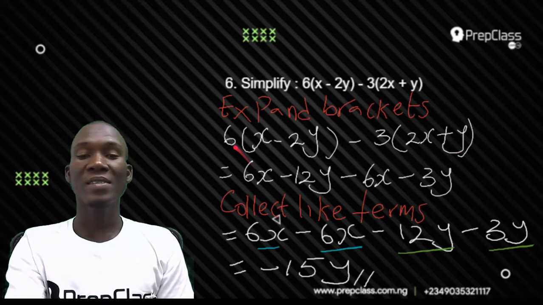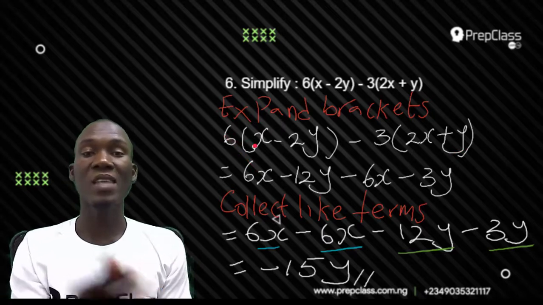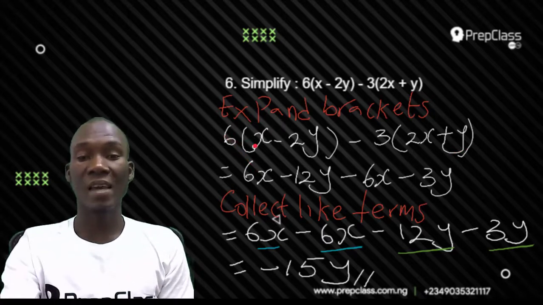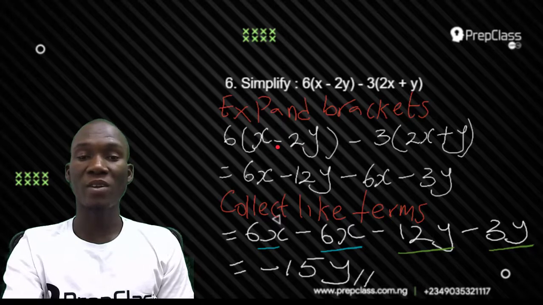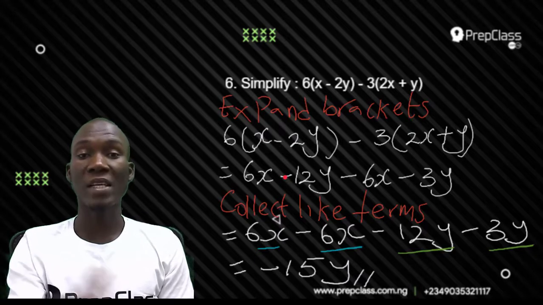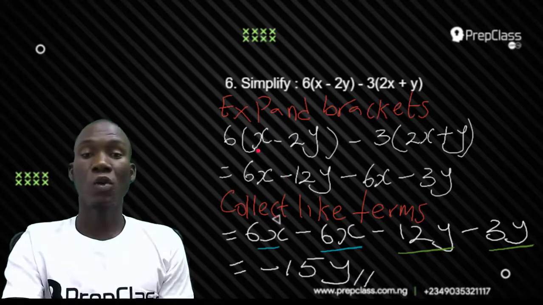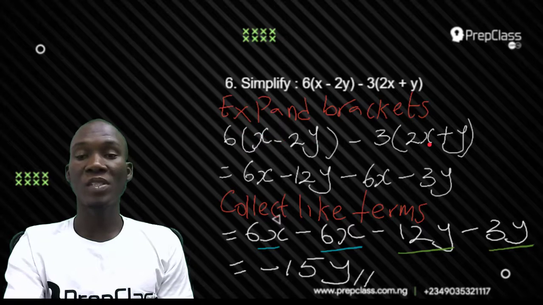Then we have 6 will multiply x. So 6 times x, that is giving us 6x. Also 6 will multiply minus 2y. The 2y here is negative because of this minus. Since our 6 is positive, positive times negative will give us negative. That is plus times minus will give us minus. So we are done with the first bracket. So we move to the second bracket.